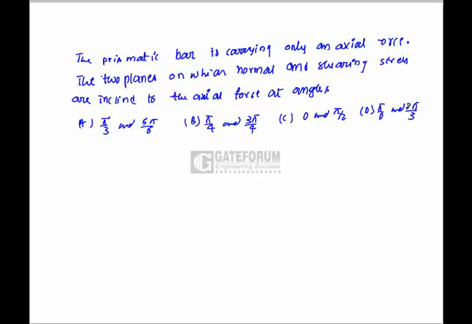The question is, the prismatic bar is carrying only an axial force. The two planes on which the normal and shearing stress incline to the axial force at an angle. It is a direct question and it is going to make an angle of pi by 4 and 3 pi by 4. Option B is correct.